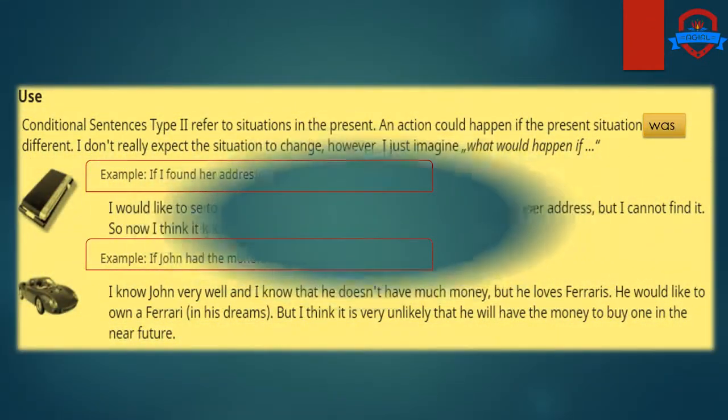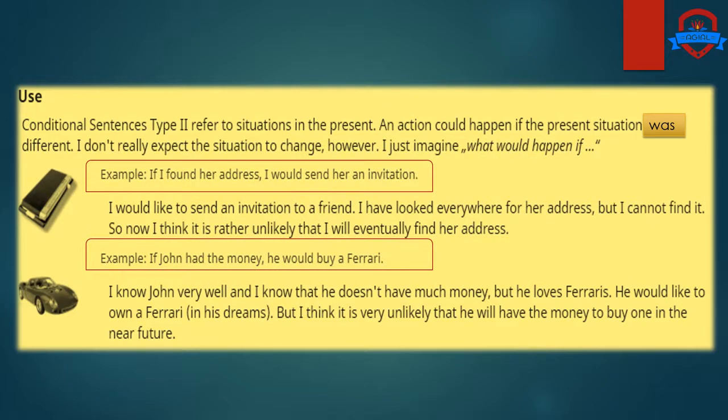The question here is, when should I use the second conditional of if? Conditional sentence type 2 refers to situations in the present. An action could happen if the present situation was different. I don't really expect the situation to change. However, I just imagine what would happen if. For example, if I found her address, I would send her an invitation. So, now I'm just imagining.